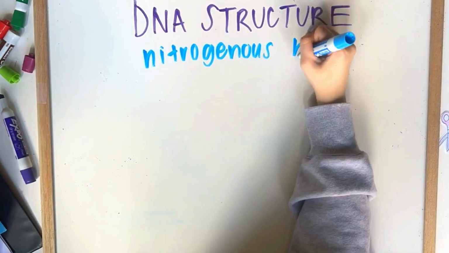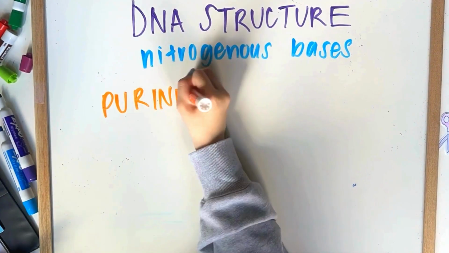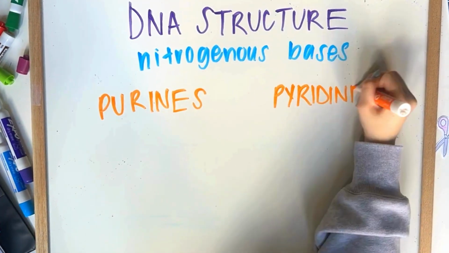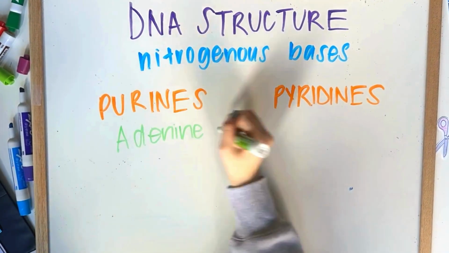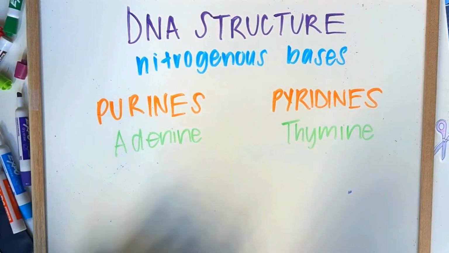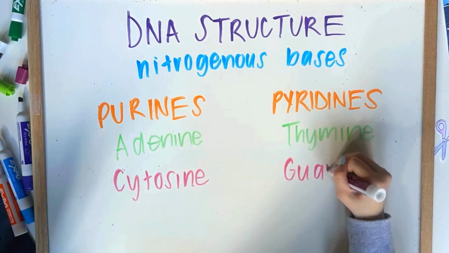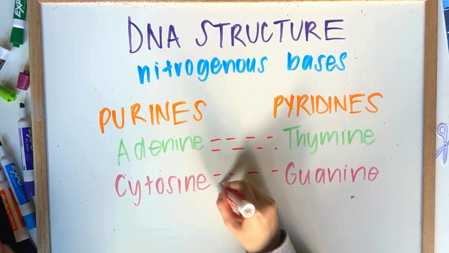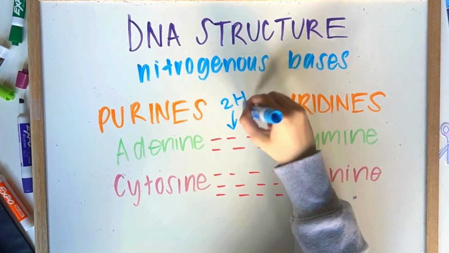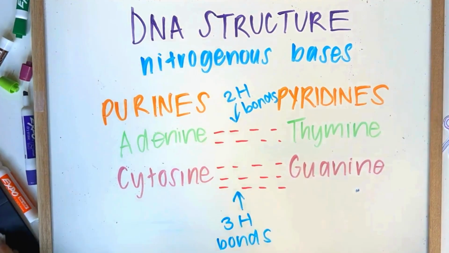The nitrogenous bases with double rings, called purines, which are your adenine and guanine, always combine with the nitrogenous bases with single rings, called pyrimidines, which are your cytosine and thymine. Adenine and thymine connect together and create 2 hydrogen bonds, while cytosine and guanine connect together, creating 3 hydrogen bonds. Each base is connected to a sugar and phosphate molecule.